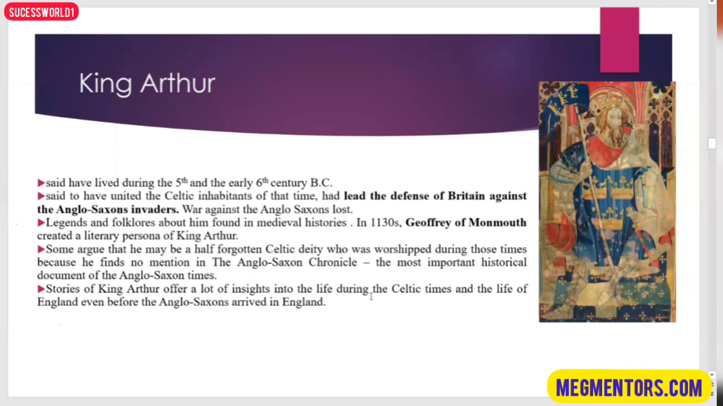So King Arthur, now is a good time to introduce him. He is said to have lived during the 5th and early 6th century. He is said to have united the Celtic inhabitants of that time and led the defense of Britain against the Anglo-Saxon invaders. So he united the Celts and waged a war against the invading Anglo-Saxons to protect the Celts. You have to remember this part about King Arthur. Obviously we know that this war was lost. Why? Because then we see the coming of the Anglo-Saxons and their settling in large numbers.